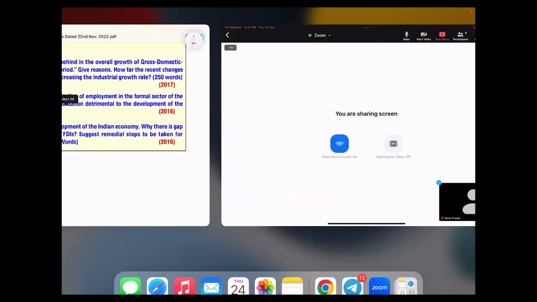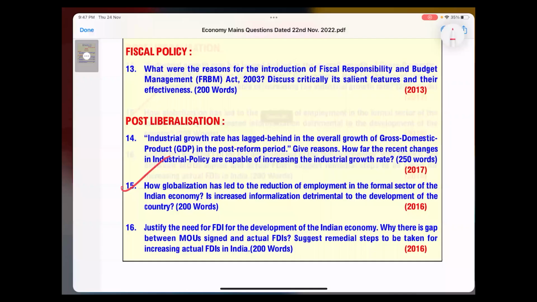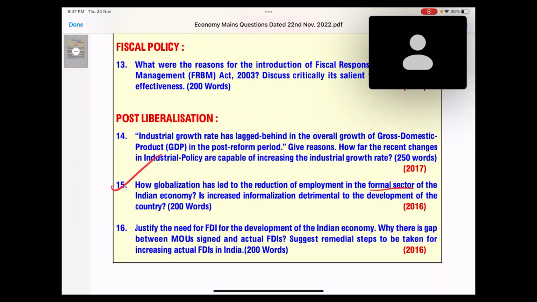So see the question. How has globalization led to the reduction of employment in the formal sector of the Indian economy? That is the first part of the question. Is increased informalization detrimental to the development of the country? That is the second part. Obviously, you have to give an intro, write these two solutions, and then a conclusion. Clear?